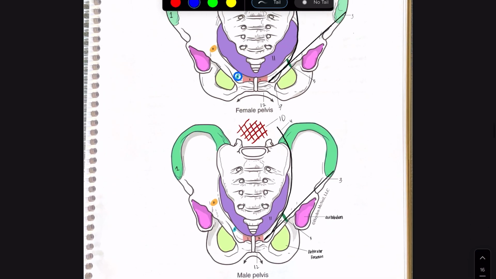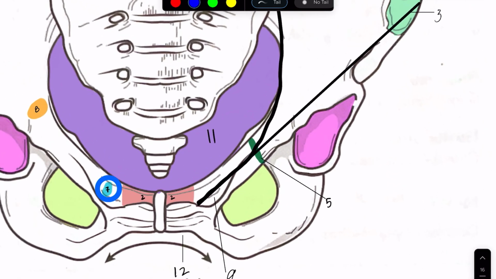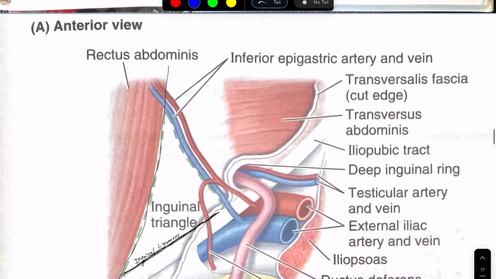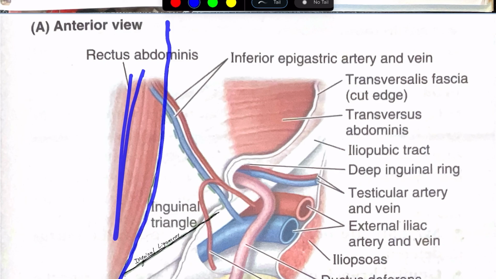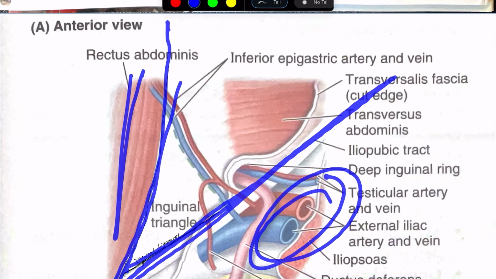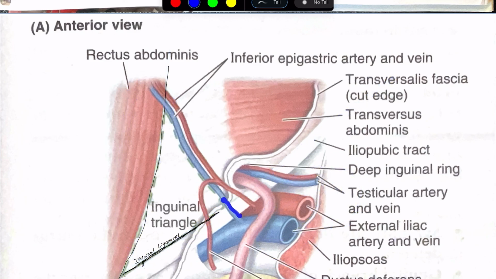Again, what we're really trying to figure out on this one is that inguinal triangle, which sits right there. And I have a picture from the textbook right here. So we can see rectus abdominis. We see that linea semilunaris coming down right there. That inguinal ligament sitting right here. Here's that external iliac artery and vein. And coming off of those is your inferior epigastric. And that is what's creating the inguinal triangle.